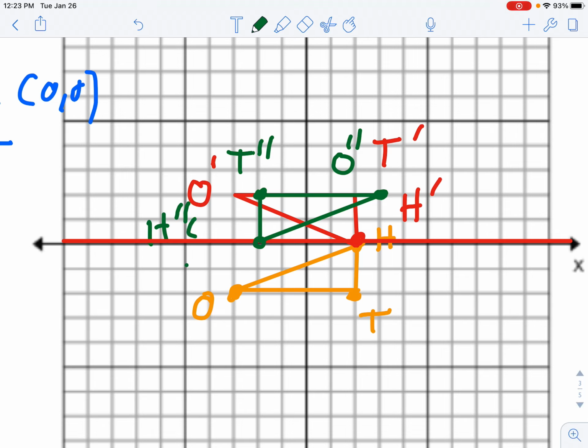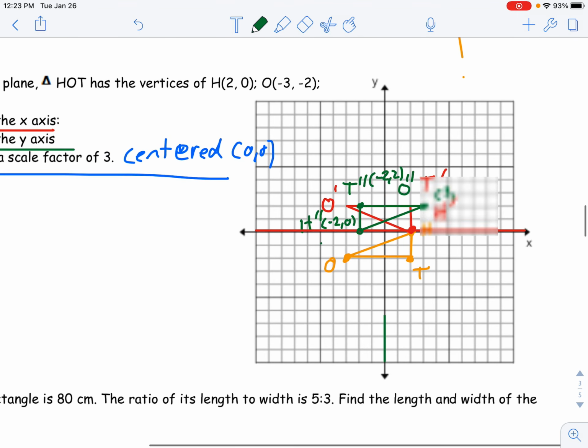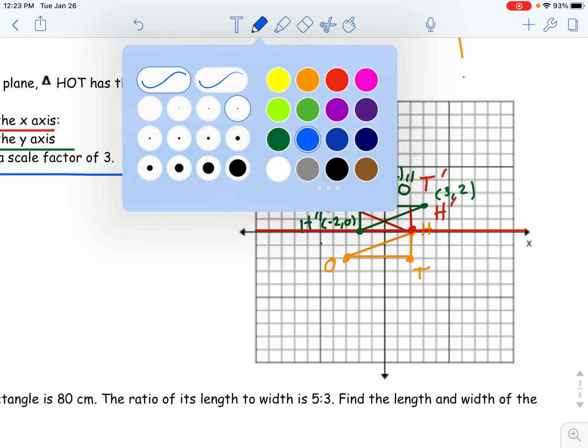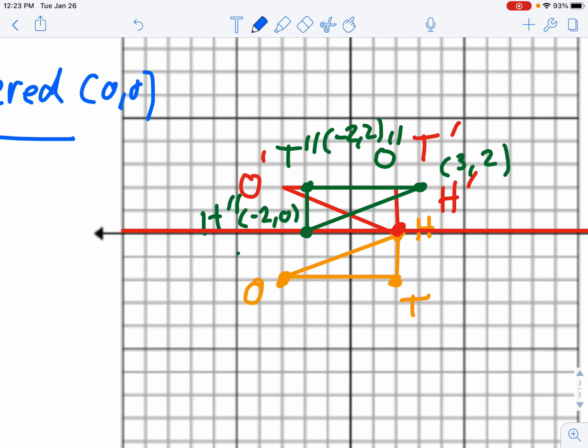But anyways, what I want to do is H, so this is another example of why we should write things down. H double prime is at -2, 0. T double prime is at -2, 2. And O double prime is at 3, 2. All right, now we're dilating by a scale factor of 3. That means I'm just going to take each and every point and multiply by a scale factor of 3, such as -2, 0 goes to -6, 0. T double prime is at negative 2, 2. Multiplying that by 3, I'm going to get negative 6, 6.